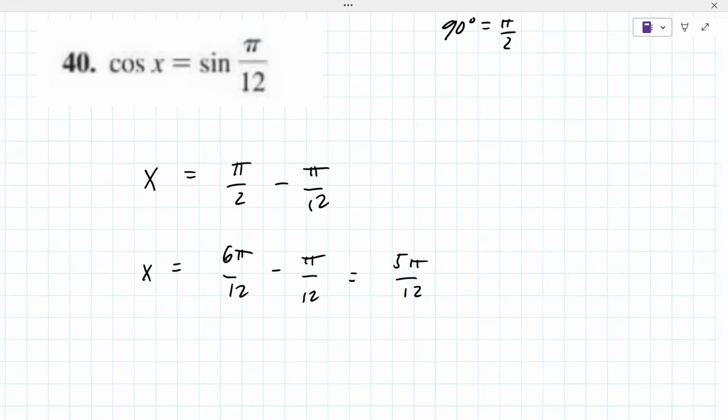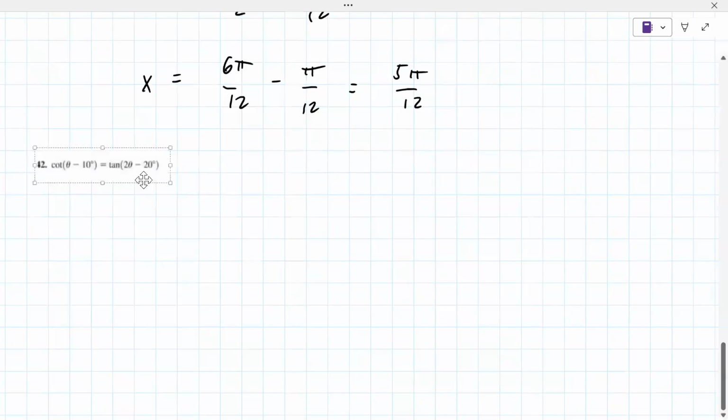I know the last one's most difficult, but why don't you try it? See if you have any questions. It is in degrees.